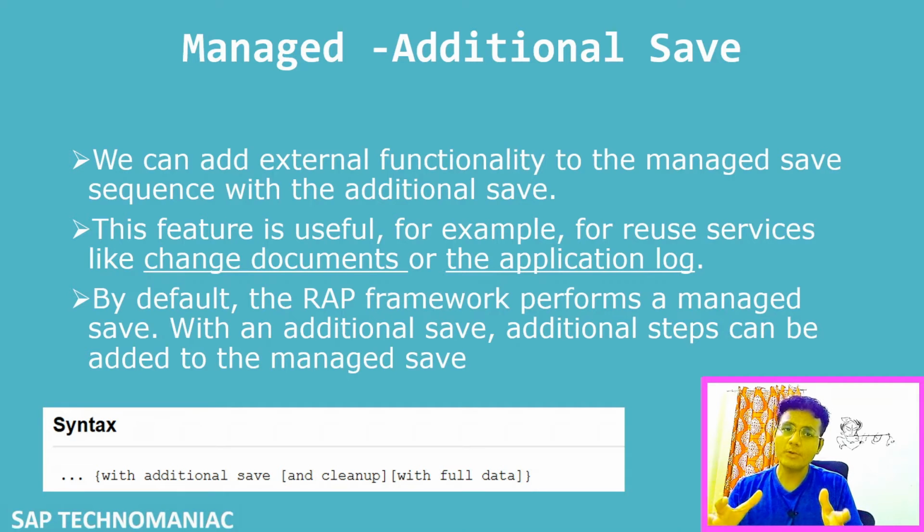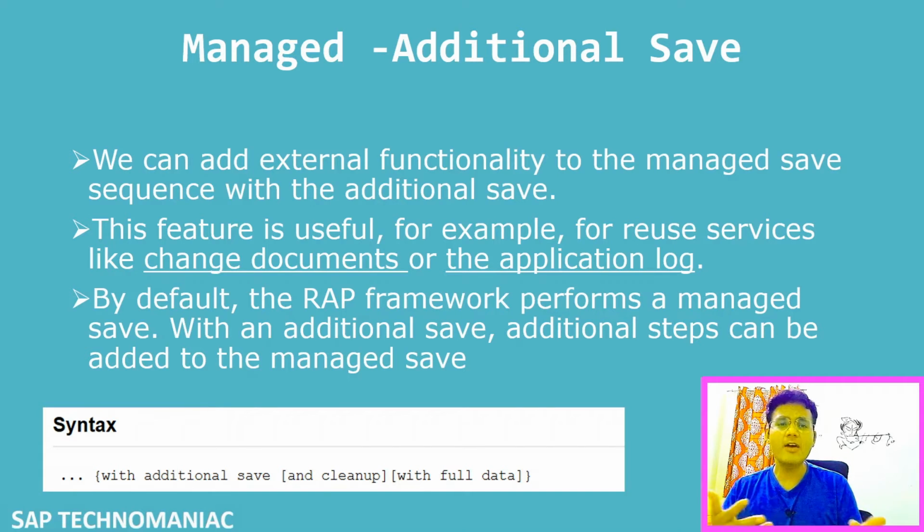But in managed with additional save, sometimes, as I told you, the requirement is that apart from the managed save data, we want to save some additional data. Then we have to define this additional save option in our behavior definition. We have to write that we want to use the additional save. If you want to use it for a particular entity, then just above that entity you have to define the additional save, or if you want to do that additional save for all the entities, then you can define it where you are defining managed or unmanaged. You can write managed with additional save there.